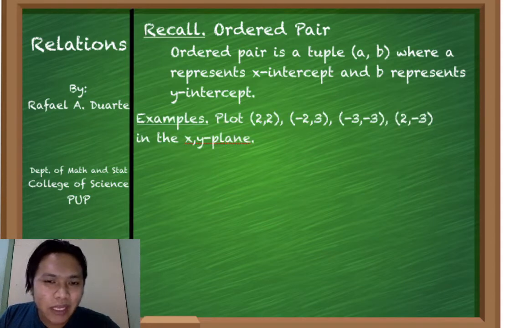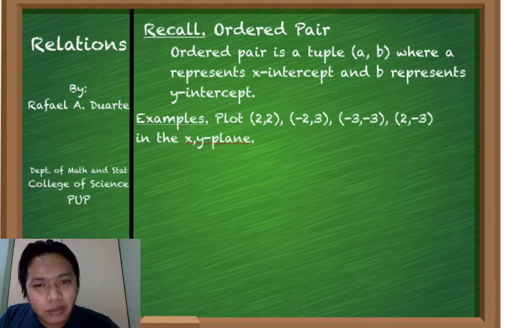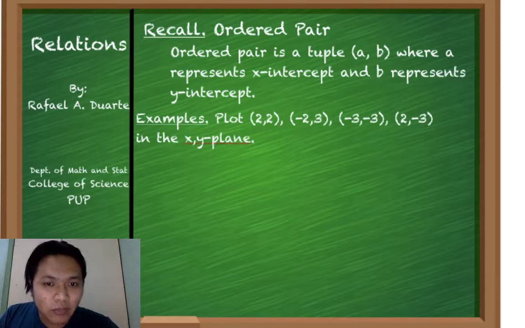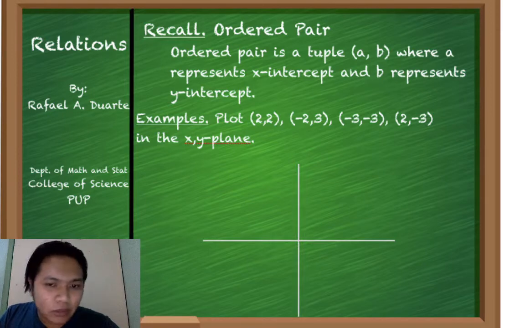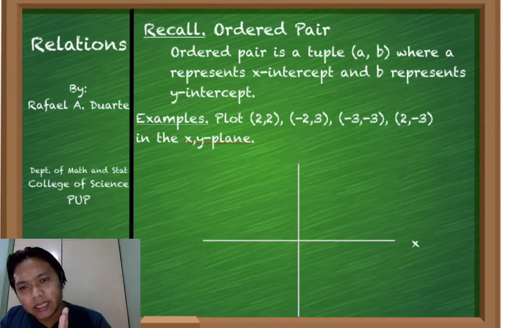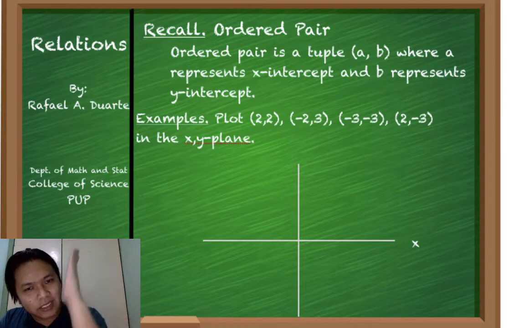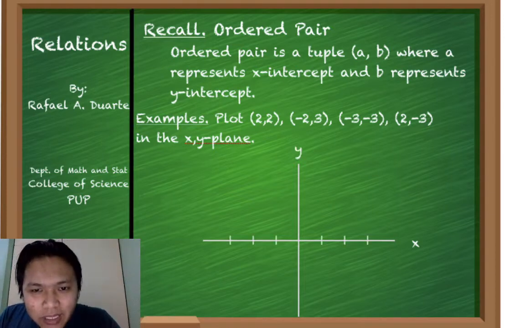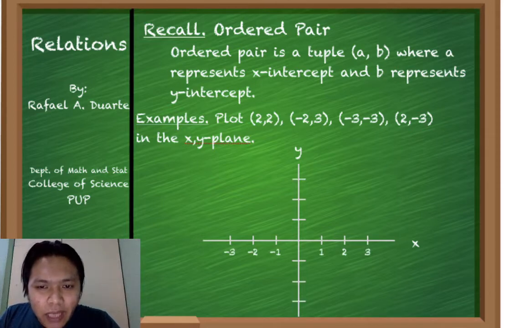For example, I have here the ordered pairs (2, 2), (-2, 3), (-3, -3), and (2, -3). We need to plot them on an xy plane. Of course, first draw an xy plane. The horizontal line would be x and the vertical line would be y. Then just plot the points: 1, 2, 3, and the same thing with the y-axis.